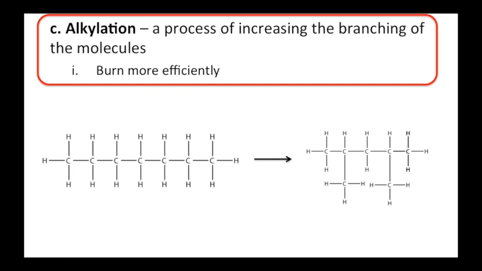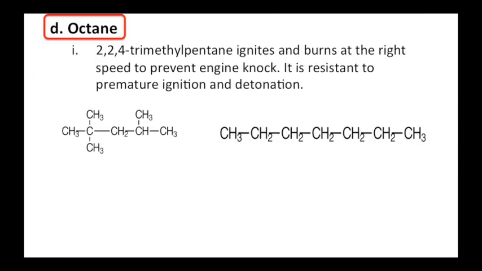Okay, alkylation. Alkyl means branches, so this is the process of increasing the number of branches. Again, this molecule with the branches burns more efficiently than this molecule. So you can see what happened. We had this long chain, we busted a couple off, and we put them on as branches. That's called alkylation. Now let's talk about octane a little bit.